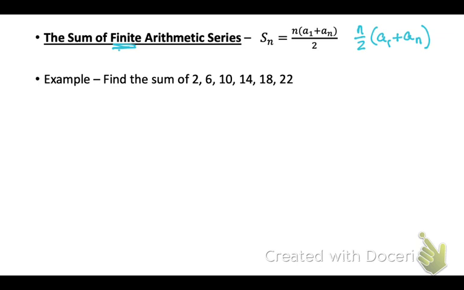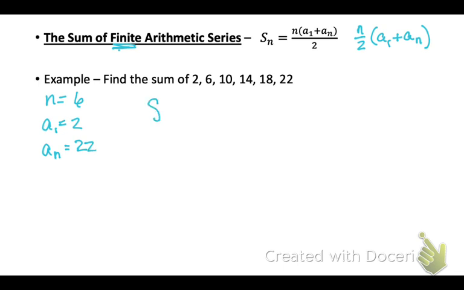Okay, so it says find the sum. Well, first of all, it better be arithmetic. So 2 to 6 is what? 4. 6 to 10 is? 4. 10 to 14? 4. So it is arithmetic. Okay, so I need to know how many terms there are. So what's n? 6. What's a sub 1? 2. And what's a sub n? 22. So I just plug it in the formula.